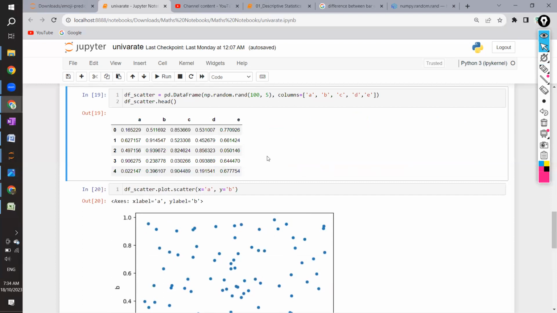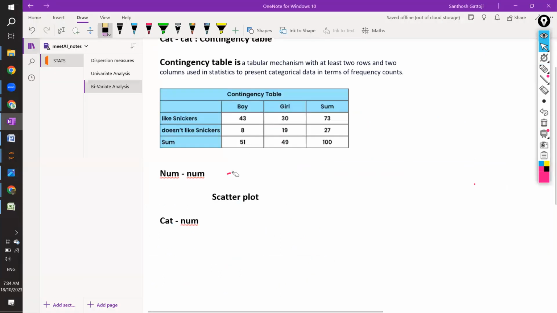Is that clear? Thanks. So scatter plot is clear, guys, for others also. Very simple graph.